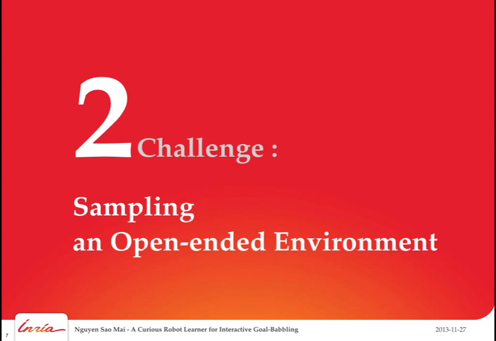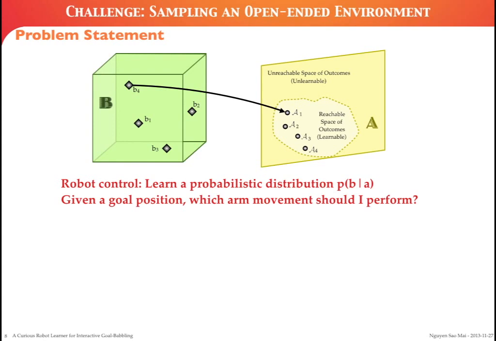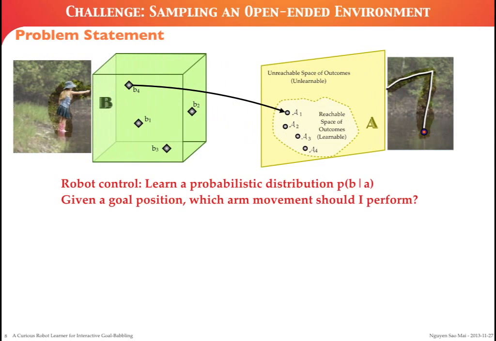So we will answer these questions by analyzing how we can sample an open-ended and high-dimensional environment for lifelong learning. We're mostly interested in robot control, and motor control or robot control is about learning a probabilistic distribution P of B given A. For instance, for a child who learns to fish, this would mean that he would learn the relationship between the outcome of his actions, the position of the float of his fishing rod, and the movement that he has to make. So in this example, B would be a policy and A the position of the float of this fishing rod.